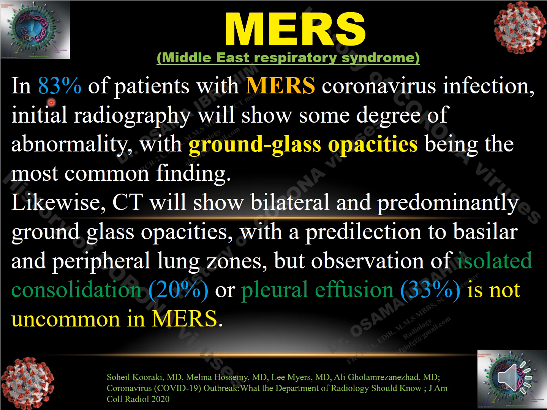MERS. In 83% of patients with MERS coronavirus infection, initial radiography will show some degree of abnormality, with ground glass opacities being the most common finding. Likewise, CT will show bilateral and predominantly ground glass opacities with a predilection to basilar and peripheral lung zones, but observations of isolated consolidations (20%) or pleural effusion (33%) are not uncommon in MERS.